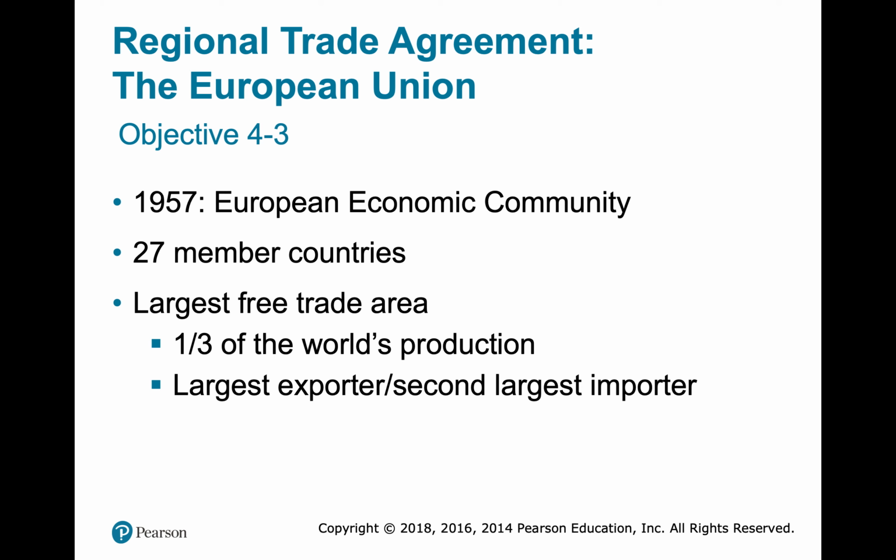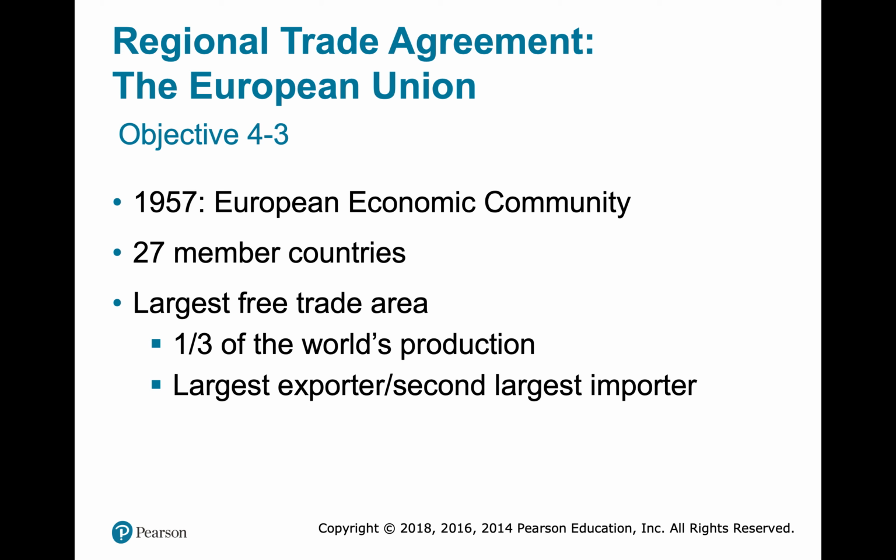In today's economy, the greatest free trade area exists among member nations of the European Union, which is the oldest and largest free trade area. The European Union's predecessor, which was the European Economic Community or the Common Market, was actually created in 1957. It was created with Belgium, France, Germany, Italy, Luxembourg, and the Netherlands. Today, the European Union has grown to its current membership of 28 countries.